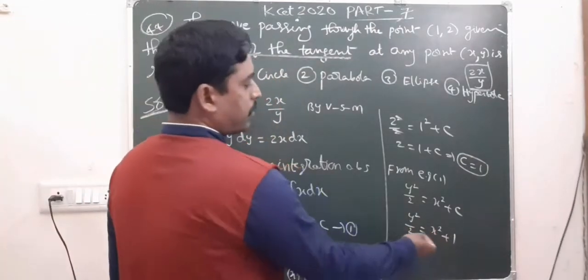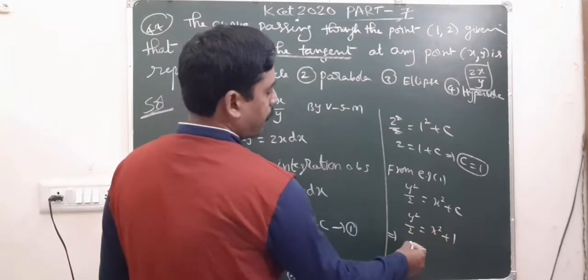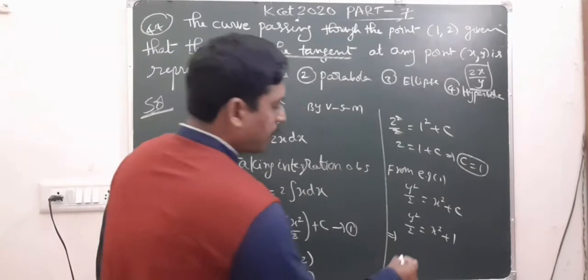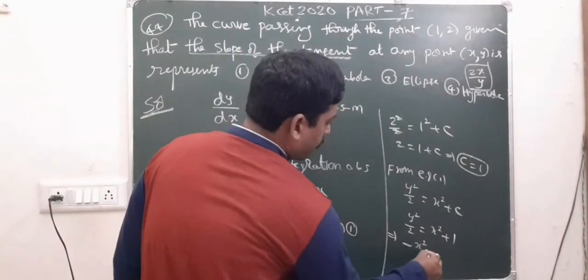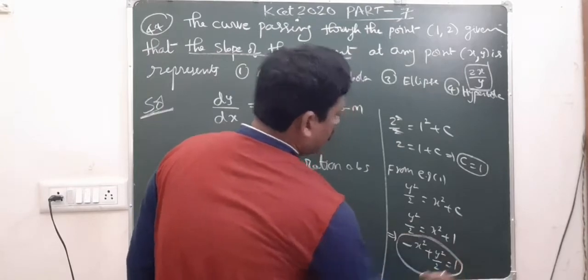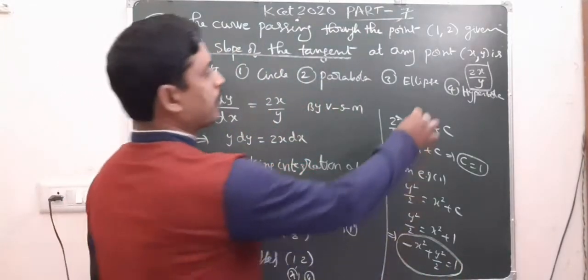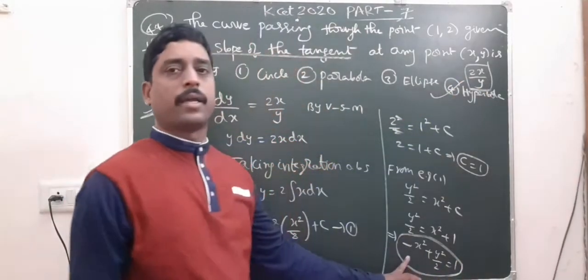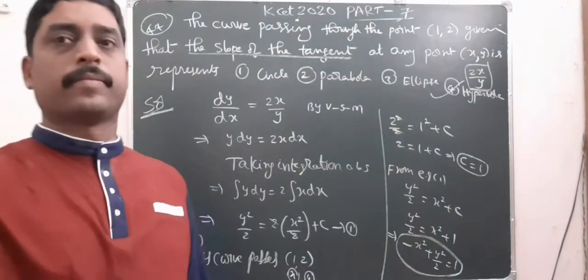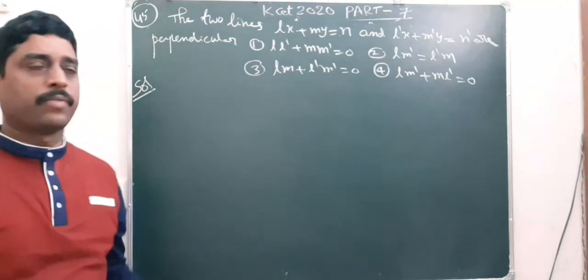This x square bring the left side. Minus x square plus y square by 2 is equal to 1. So this is called hyperbola. This is called rectangle hyperbola. This is one of the hyperbola. Option 4 correct. Let us see question number 45.